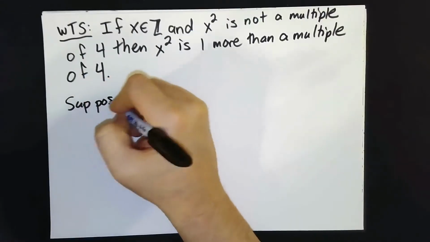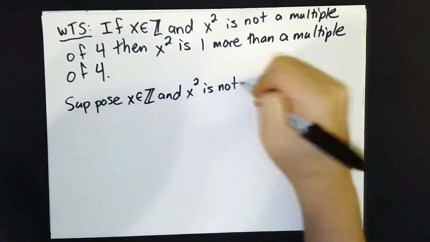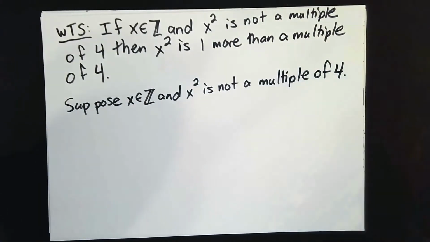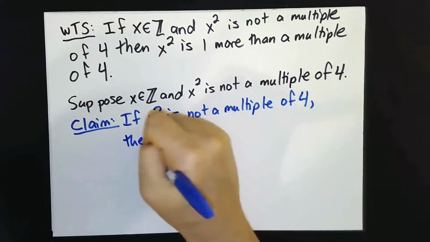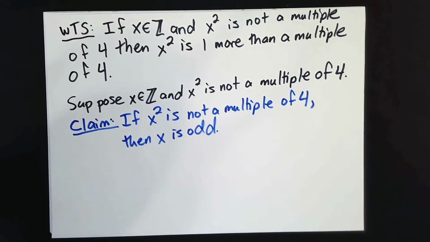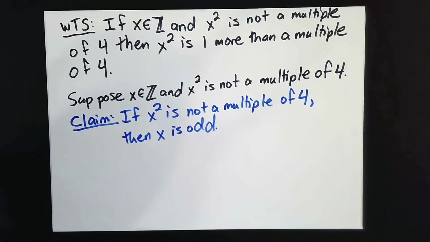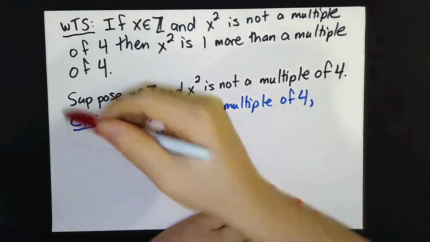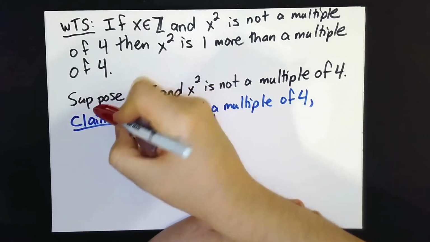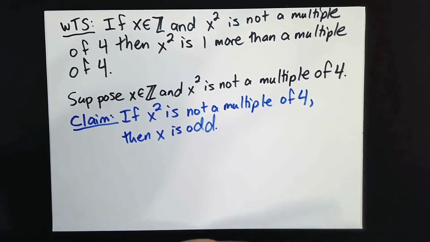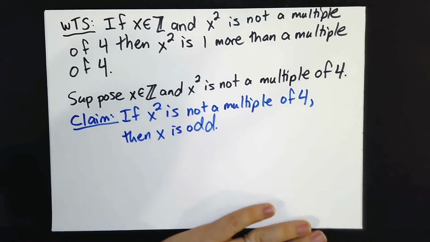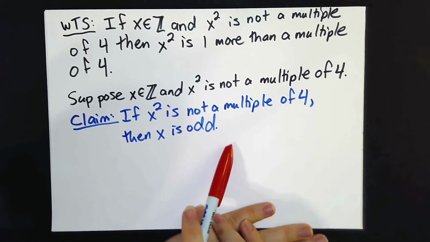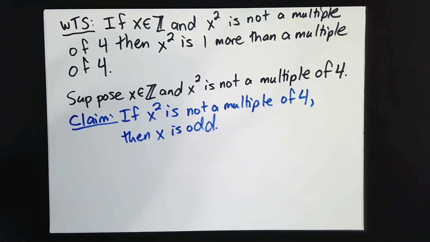So we'll go ahead and suppose that x is an integer, and x squared is not a multiple of 4. Now, I claim this implies that x is odd. This is a structure you'll see a lot in proofs, particularly as proofs get a little bit more complicated, which is that you'll see someone write a claim in the middle of their proof. And what they're saying is, I'm saying this thing is true, but I want you to read the thing I'm saying is true before I explain to you why it's true.